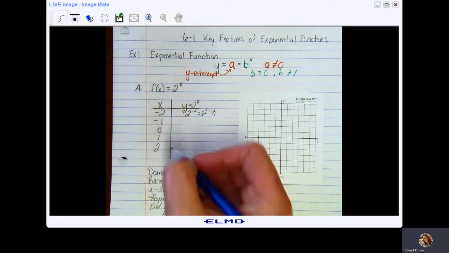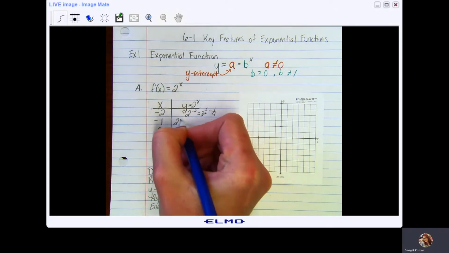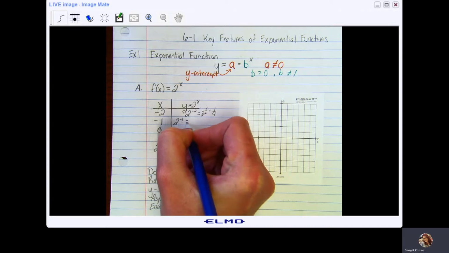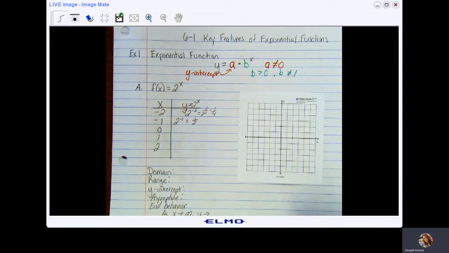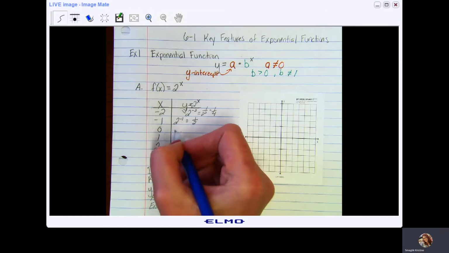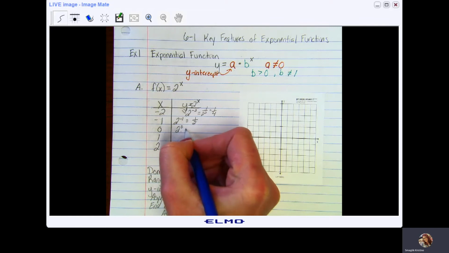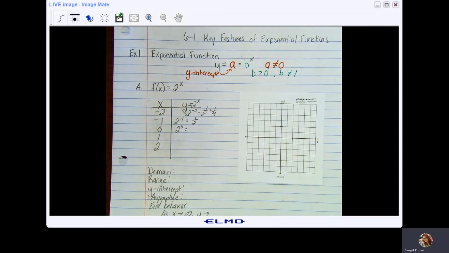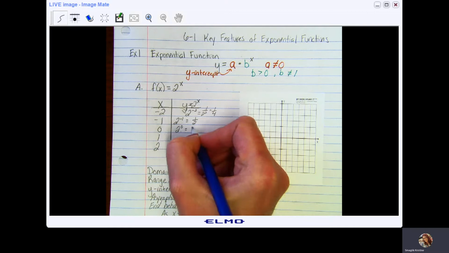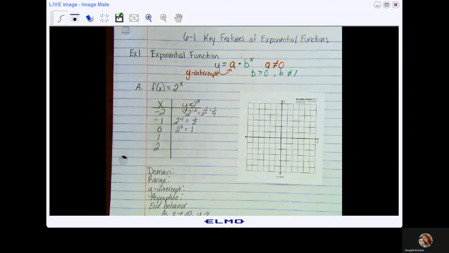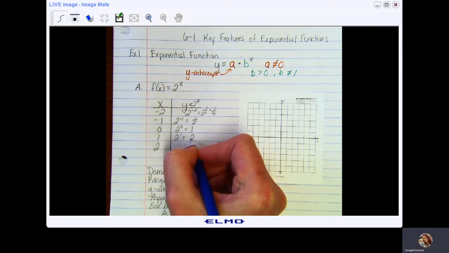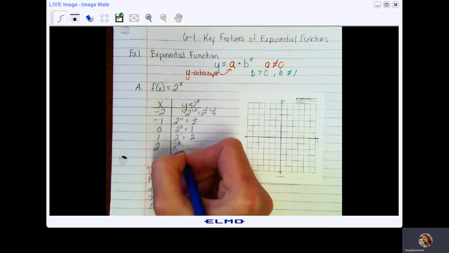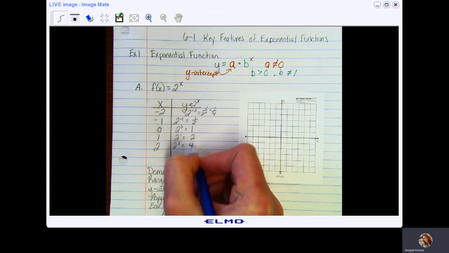I have an x value of -1, so that is 2 to the -1st power. Well, that's the same as 1/2, which is 1 over 2 raised to the 1st power. 2 to the 1st power is just 2. Now I have 2 to the 0 power. Any number raised to the 0 power is 1. I have 2 to the 1st. 2 to the 1st is 2. And now 2 squared. 2 squared is 4.